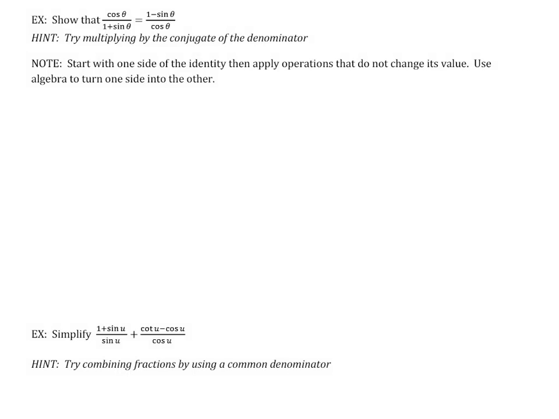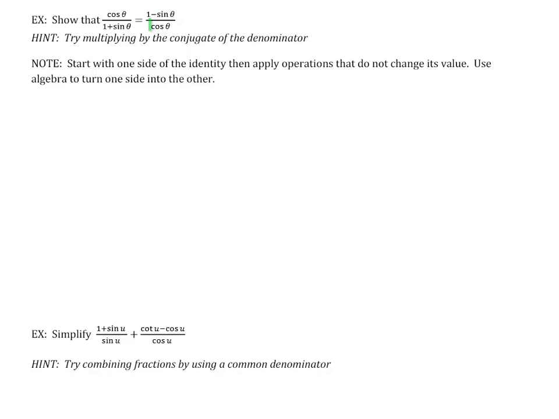In this example, we are asked to show that cosine of theta over 1 plus sine of theta is identically equal to 1 minus sine theta over cosine of theta. That is, we're actually asked to show this identity. And I give you a couple of suggestions here. The first thing I want to point out is actually the second suggestion that I give you here.